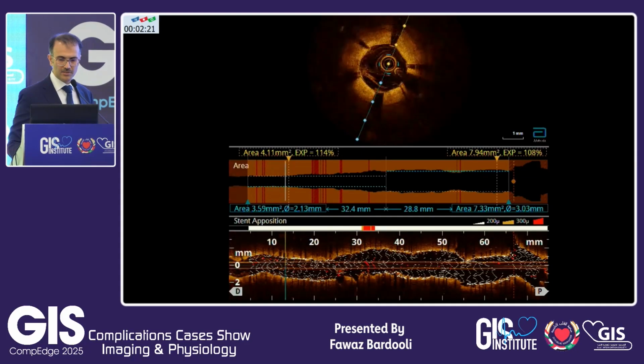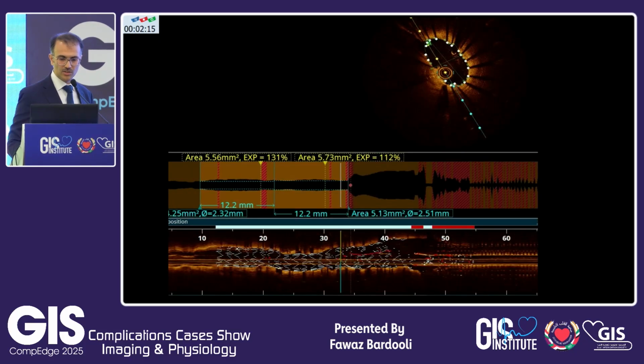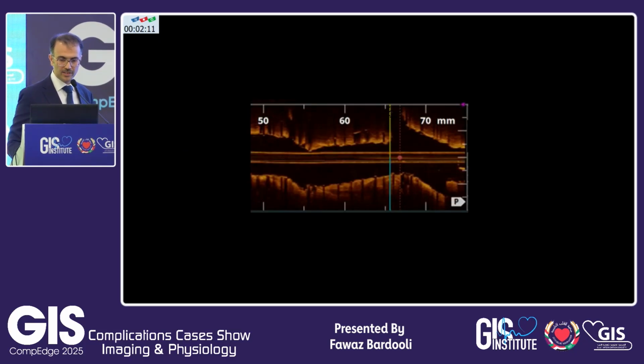Well expanded compared to the amount of calcium in the LAD and circumflex. The expansion is good. And what I want to focus on here is this bifurcation, because we as interventionists need to get a result as good as surgery, to be comparable.